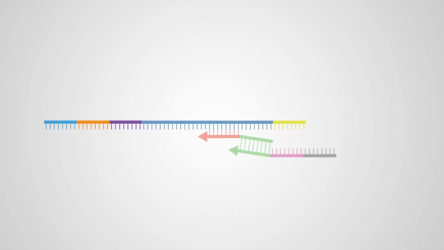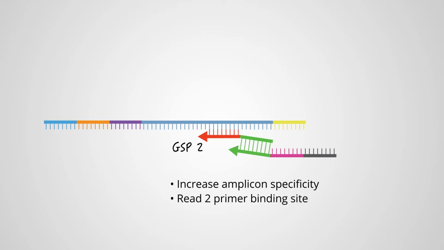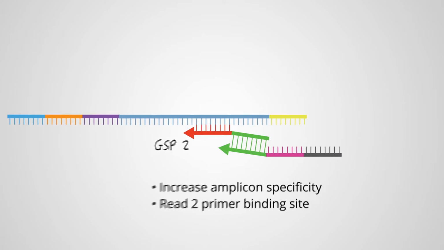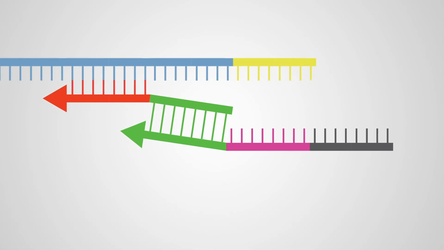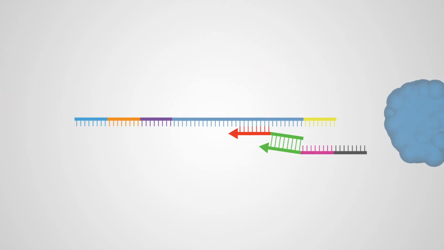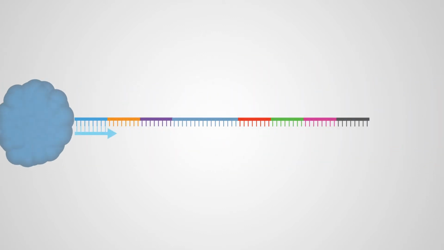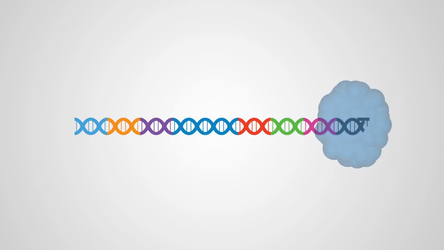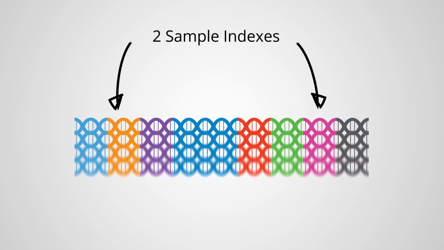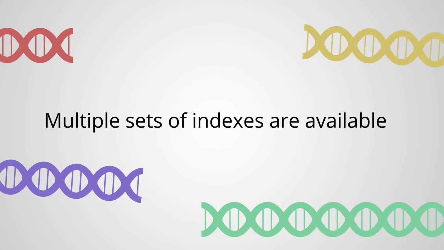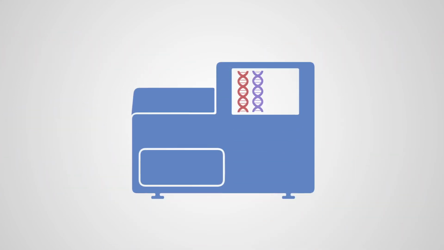The second enrichment amplification uses a different nested gene-specific primer to increase amplicon specificity and add a read 2 primer binding site. This second primer is a hybrid that contains a P7 primer and an index 1 region for MiSeq. After this cycle, there are two sample indexes present in every enriched DNA molecule. Many sets of distinct indexes are available, which allows for a high degree of multiplexing.